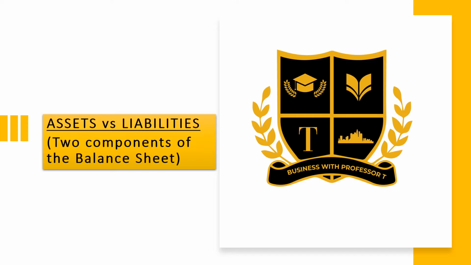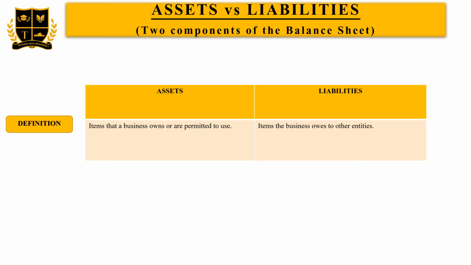And we're just going to be looking at the definition of an asset and a liability and how it works within accounting. In order for us to understand how an asset or a liability works within a balance sheet or within the accounting procedures, we need to understand the basic definition of the two components. So an asset is what a business owns or is permitted to use, and a liability is what the business owes to another entity.